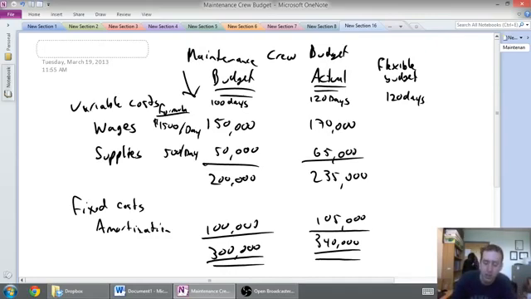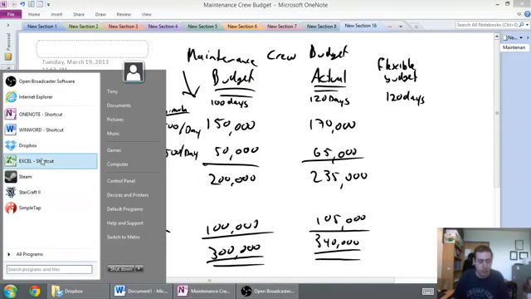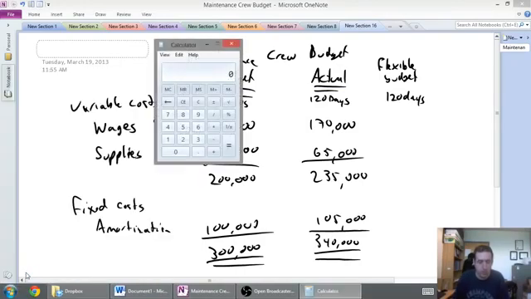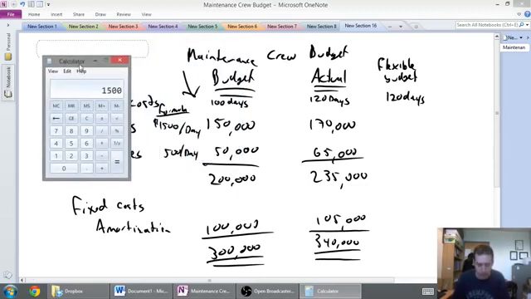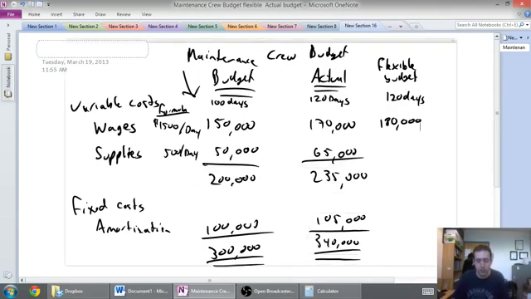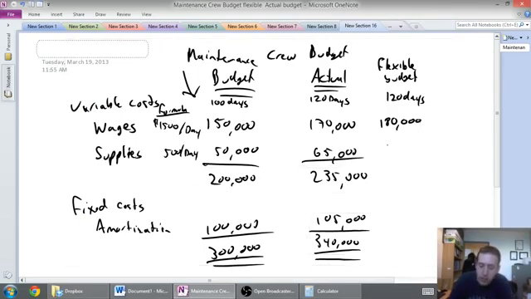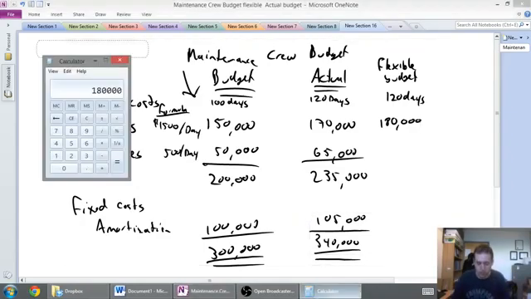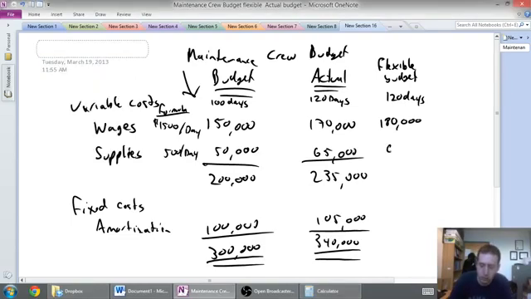So if I were to make a budget of $1,500 per day and I knew I was going to work 120 days, let's do a little bit of math here. Calculator tool, please. So again, my wages cost me $1,500 a day. I'm going to be open for 120 days. I would estimate my wages would be $180,000. My supplies, $500 a day for 120 days. I would estimate that my supplies would cost me $60,000. So my total costs I would estimate would be $240,000.